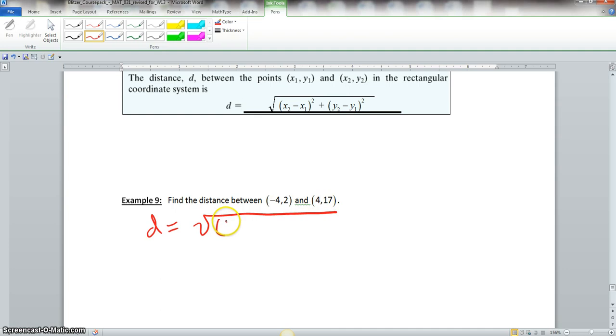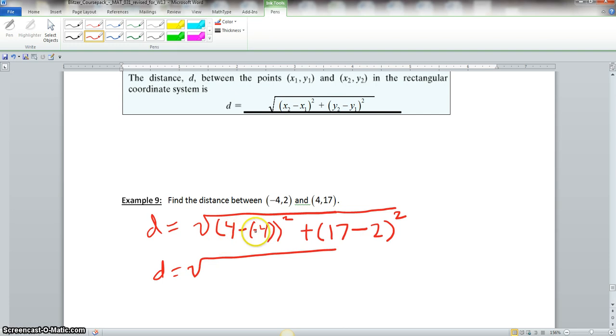So right here, x2 is 4 minus x1 is negative 4, and that's parentheses squared, plus, in the other parenthesis, we have y2, which is 17, minus y1, which is 2, and that parenthesis is squared. So now, 4 minus a negative 4 will give us 4 plus 4, which is 8, and that's squared, plus 17 minus 2, which gives us 15, and that's squared.